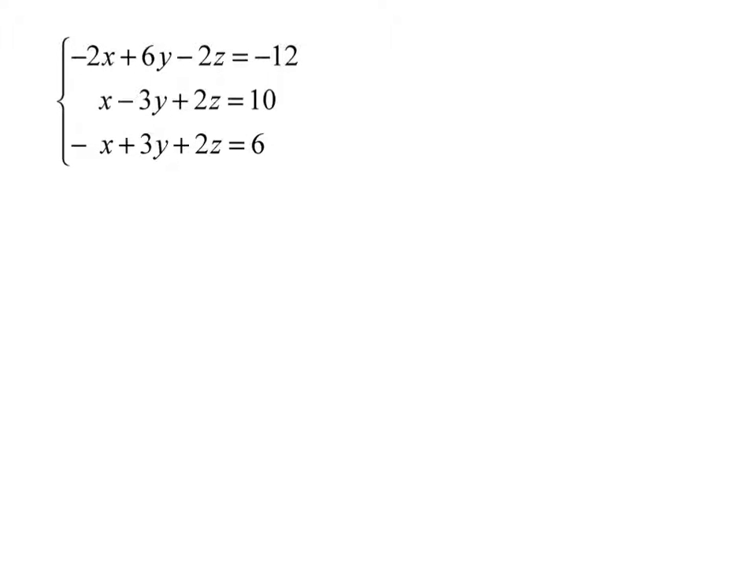Determine whether the system of linear equations is inconsistent or dependent. If it's dependent, find the complete solution. All right, so I'm going to turn this into a matrix first. So I'm going to go -2, 6, -2, -12, 1, -3, 2, 10, -1, 3, 2, 6.